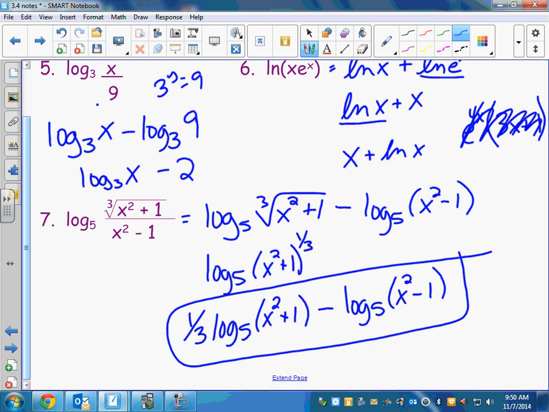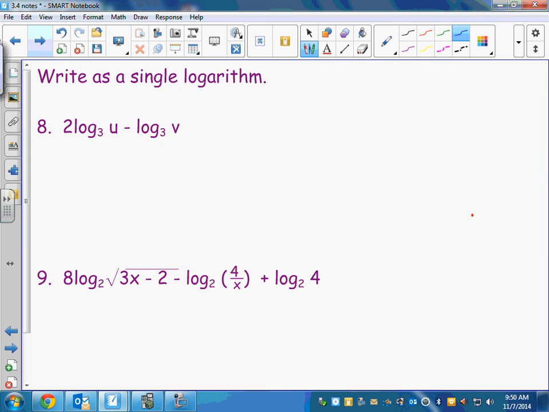Alright, here's the other part of your homework. What if they give it to you separated and they want you to put it back? It's just going backwards, right? Like this.